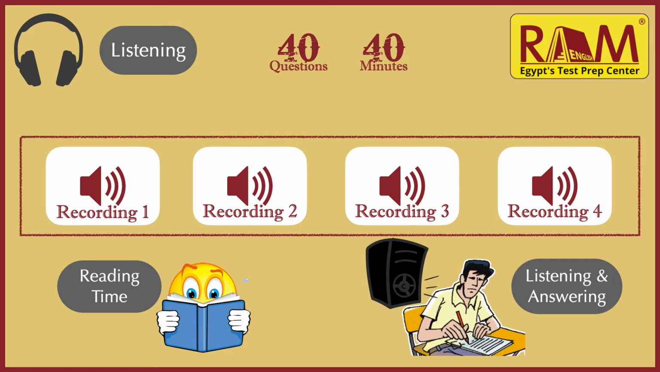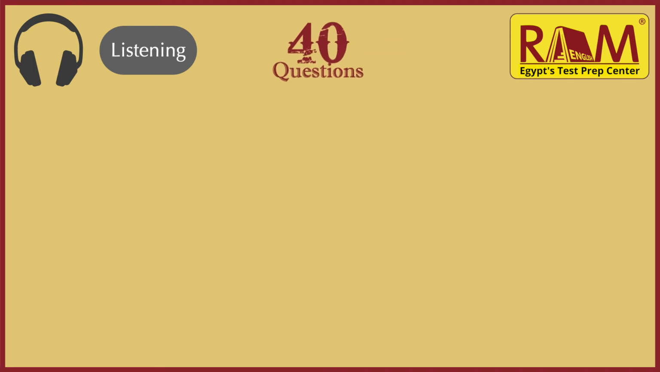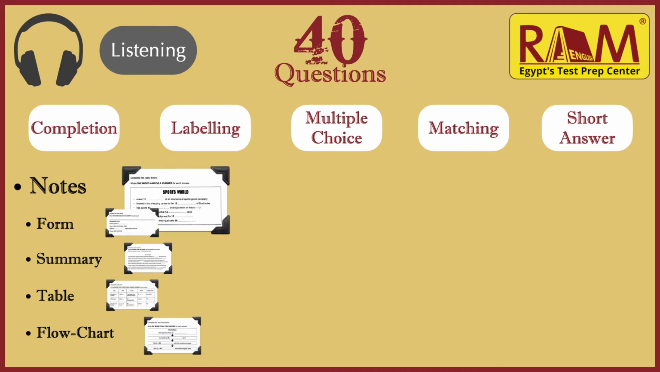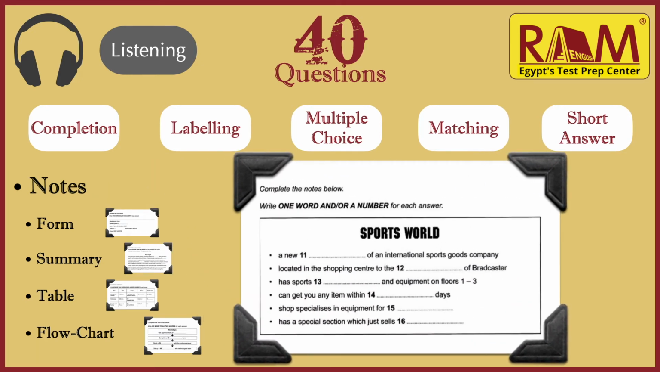Now, it's time to know all types of listening questions. The 40 questions in the listening section of the IELTS exam have many types. First, the completion questions, which in turn have 5 types, which are: number 1, completion of notes, and here is a sample of how it looks on the test paper.